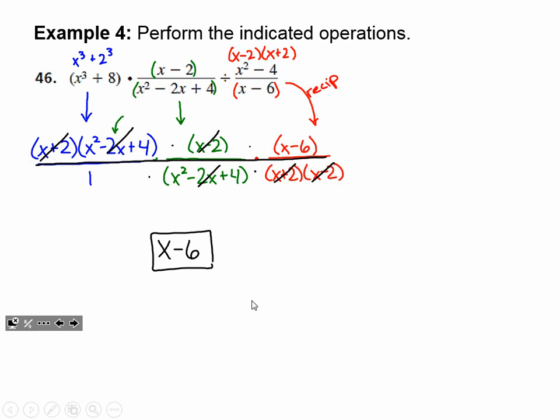Again, the majority of that practice is just exploring those factoring techniques that we may not have seen in some time.